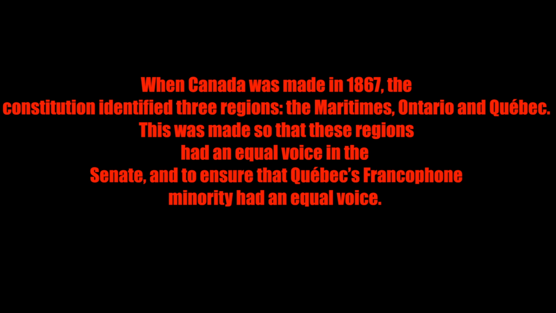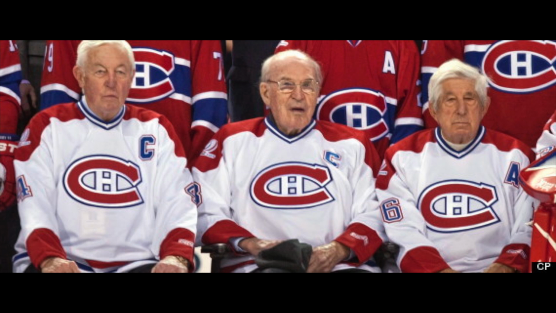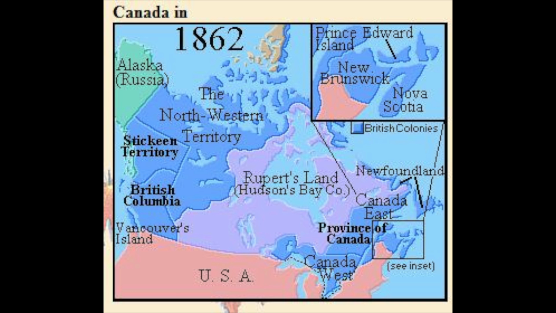When Canada was made in 1867, the Constitution identified 3 regions: the Maritimes, Ontario, and Quebec. This was made so the 3 regions had an equal voice in the Senate, and to ensure the Quebec Francophone minority had an equal voice. As provinces and territories joined Canada, new regions were added to the division for appointing senators.